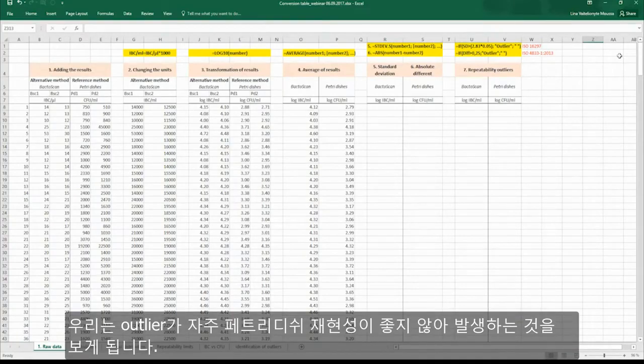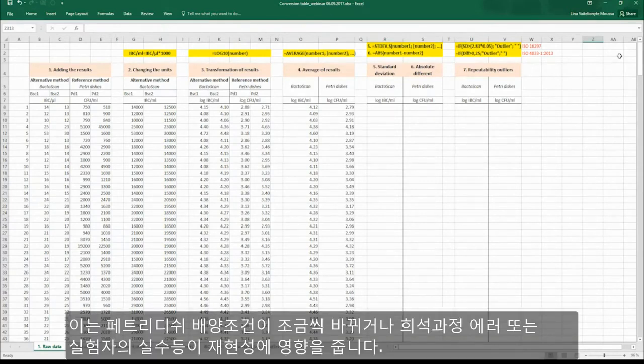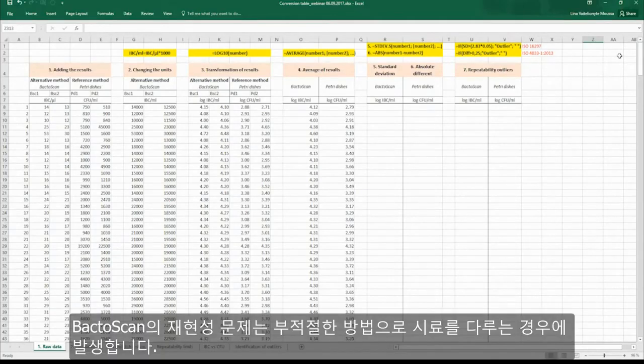We see many outliers due to repeatability errors, especially on Petri dishes, on the reference method, where many factors such as slightly different incubation conditions, dilution error, and/or human error have an impact on repeatability. The repeatability outliers on BactoScan can be due to improper sample handling.